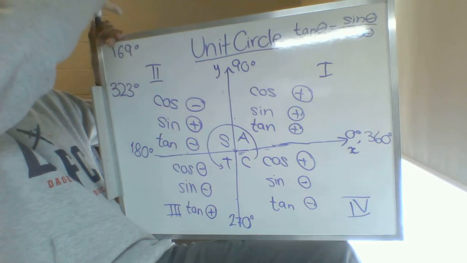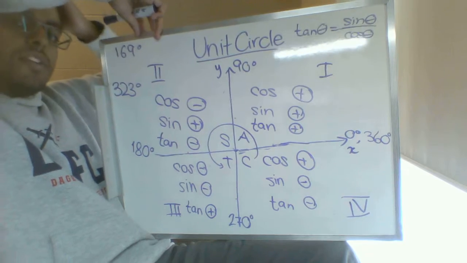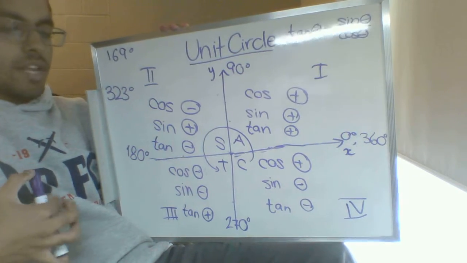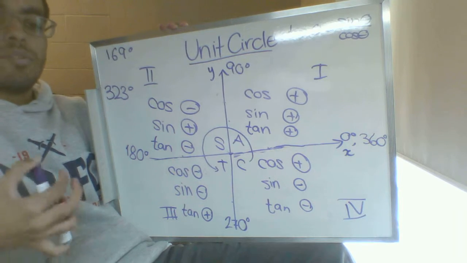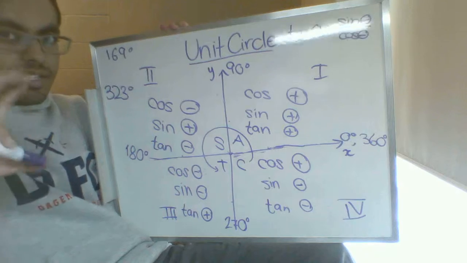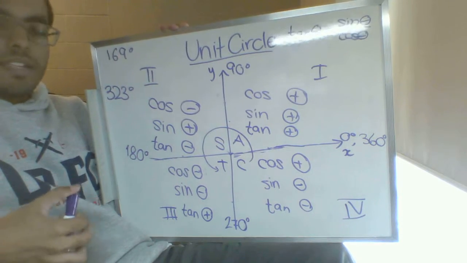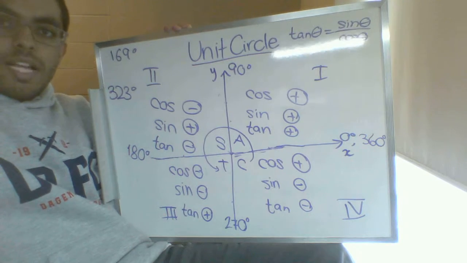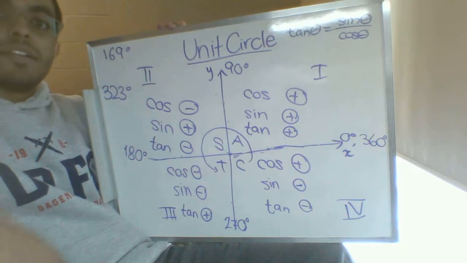In our next lesson, we're going to talk about some specific angles and the sine, cosine, and tangent values of those angles. And they're not the nicest of numbers, but they're nice enough numbers that you should memorize them. So next class, we're going to be memorizing some numbers.